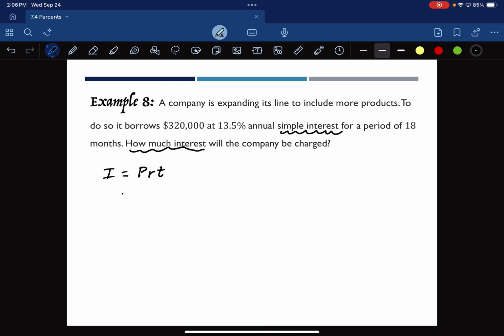Okay, so P is the principal. Principal is how much we borrow or we invest. So what is the principal in this problem? $320,000.